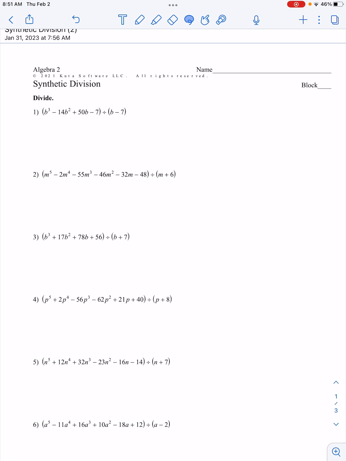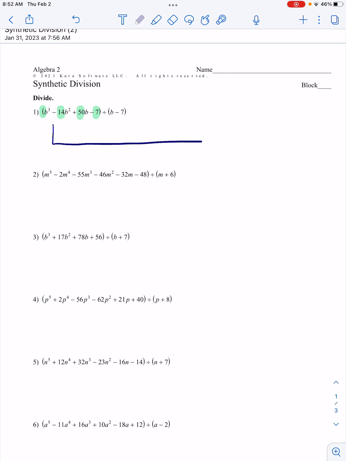All right, so with synthetic division, we still have our polynomials. We're still dividing. It all looks familiar from the last section that you worked on. The difference with synthetic division is that we are not going to use a box. We're actually going to use this kind of shelf type thing, okay? And we're going to look at the coefficient in front of each term. So we have in front of the b to the third, we have negative 14, we have 50, we have negative 7. These are our coefficients.